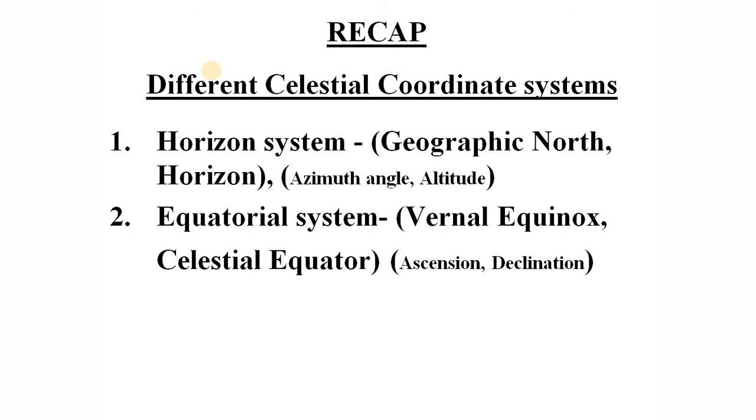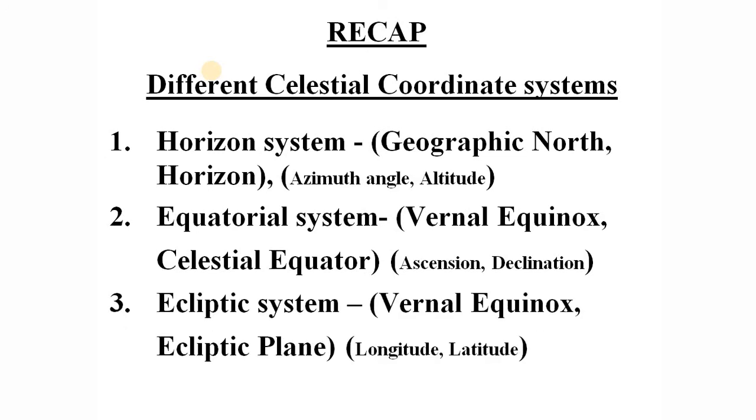And the second coordinate system was the equatorial coordinate system, in which the vernal equinox is taken as the origin, and the celestial equator plane is taken as the reference plane, and the right ascension and the declination are the coordinates used to locate the objects. And the third system was the ecliptic system, taken on the ecliptic plane, in which again the vernal equinox is the origin, and the celestial longitude and celestial latitude are the coordinates used to locate the points. So these are the main ideas that we studied in this short video session.